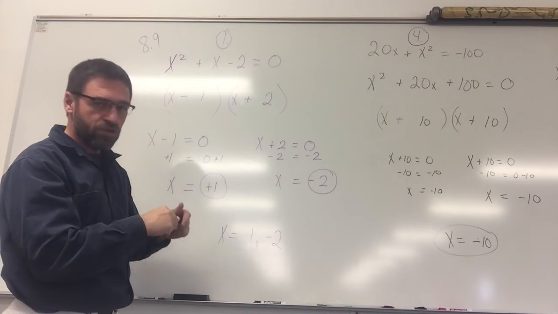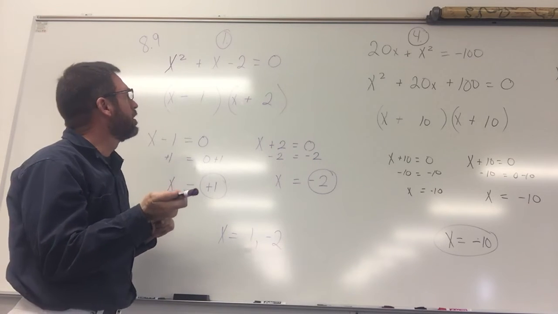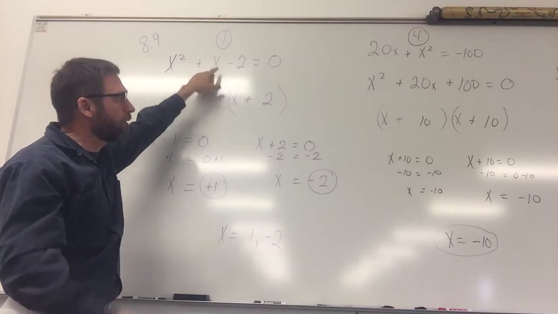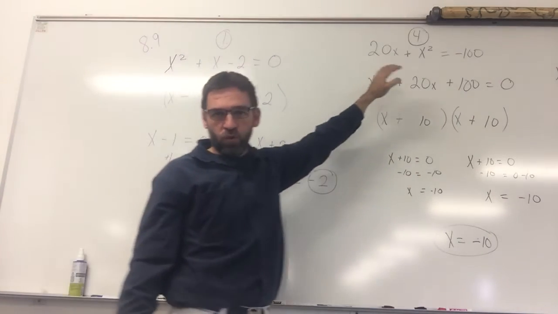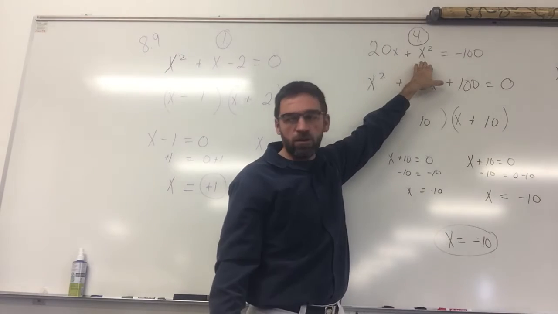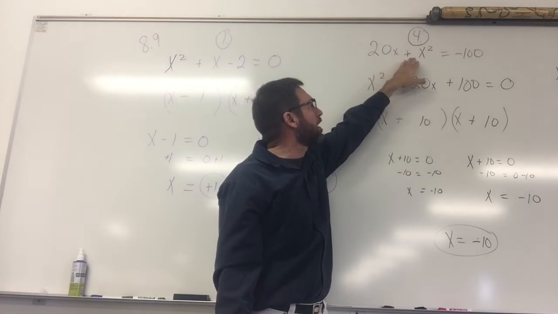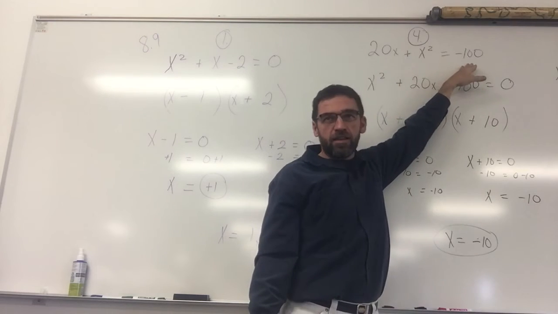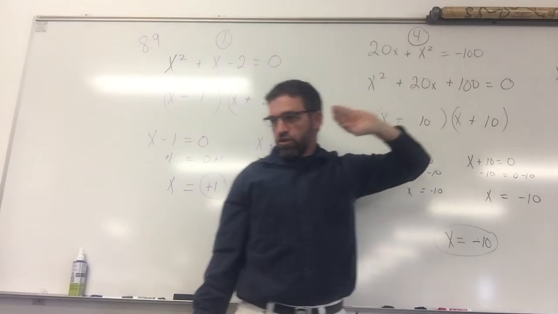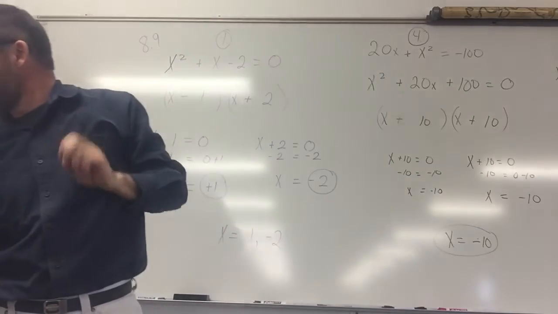Okay, let's just drop straight down. Numbers 2 and 3, you'll work the same way. Let's go to problem 4. If you can see here, problem 4 is 20x plus x squared equals negative 100. Now, make sure I copied this one right. I copied the other wrong.